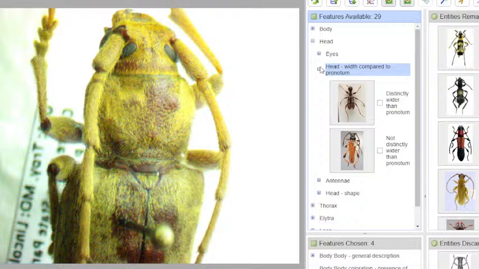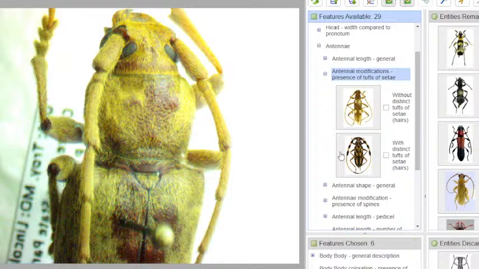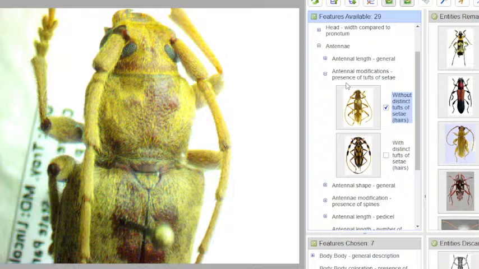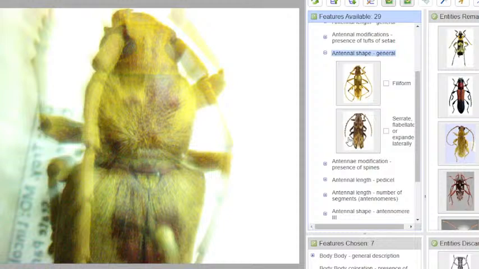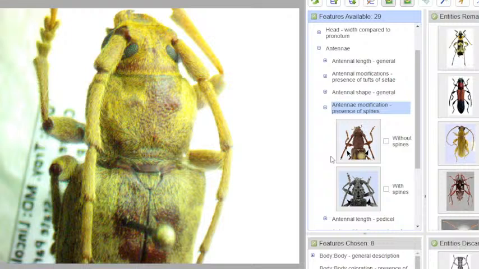Is the head distinctly wider than the pronotum? No. Does he have distinct tufts of hair on his antenna? No. I would say his antennae are generally filiform. So those are fairly straight antennae. All right, are there spines on the antennae? No.